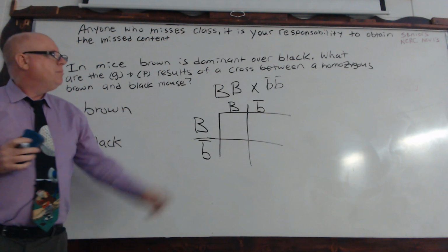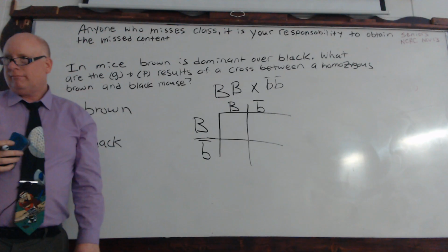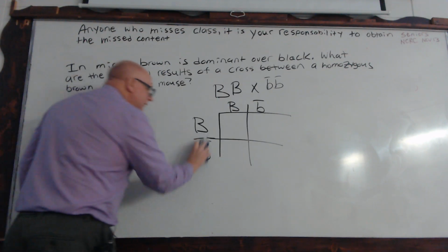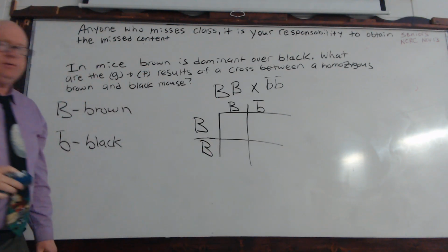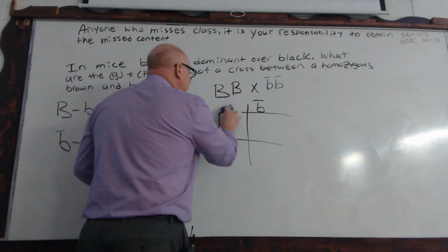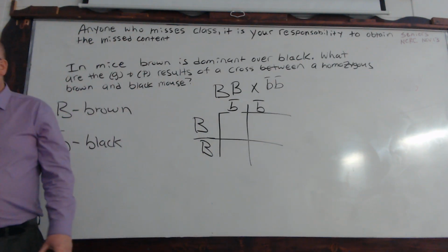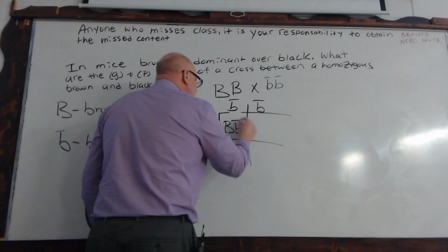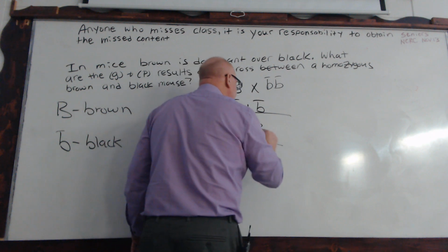Because what two letters would we put on the left side? Capital B, but we also heard a lowercase b. Okay? What goes across the top now? Both lowercase b's. Okay? So what goes inside our boxes now? Capital B, lowercase b. So is this going to be a 100% cross? That's all going to be the same? Yep. That's right.